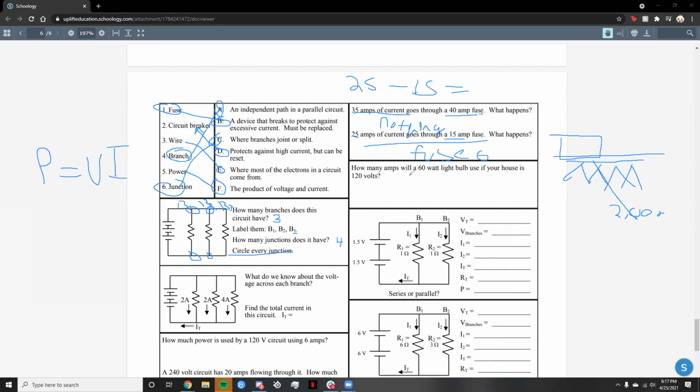How many amps will a 60 watt light bulb use if your house is 120 volts? We're looking for amps. We know P equals V times I. We have power and volts. To isolate I, we divide by V on both sides. So 60 over 120 equals 0.5, and that's how many amps there are.